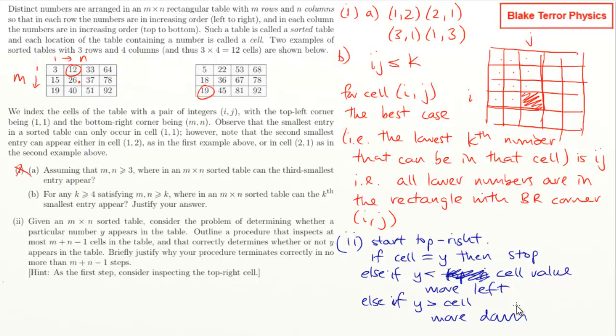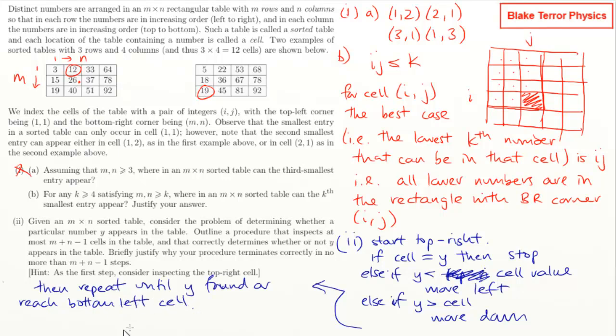Okay, so we've shrunk the table by doing that, because we've either removed a row or a column. Then we just repeat, don't we? So we repeat this process, then repeat until y is found or we reach the bottom left cell. Okay, so that's the procedure. That's definitely going to work.